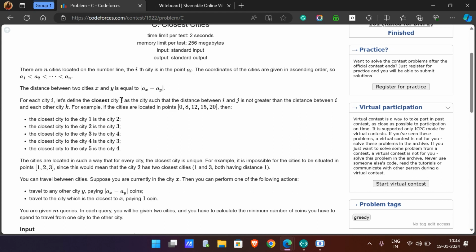Let's define the closest city. For each city i there would be some closest city j, and it would be the closest if the distance between city i and j is less than the distance of any other city k from i. It is the smallest distance between those cities.